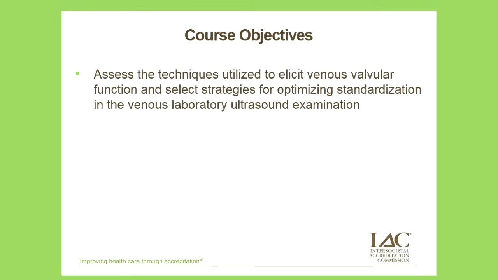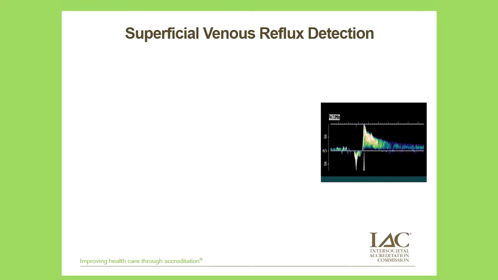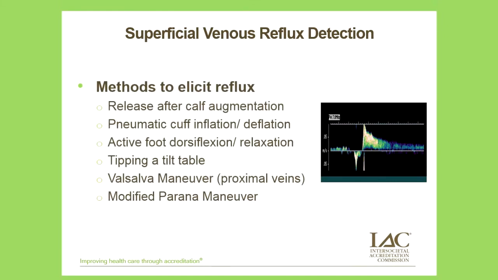So now we're going to talk about the techniques or methods we use to elicit reflux, because we know it's a pressure gradient. This is where we really want to optimize standardization: what technique should we use? I'm going to share my experience with you, how we do it in our office and why we do it that way. That's because we had numerous sonographers doing the same test. So when we talk about superficial venous reflux detection, we have to have a method.